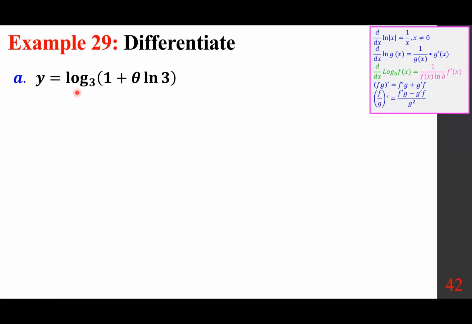So dy d theta. Theta is the independent variable here instead of x or t or something. So dy d theta is 1 over 1 plus theta ln 3. That means just flip this over. You can put it in any order you want.